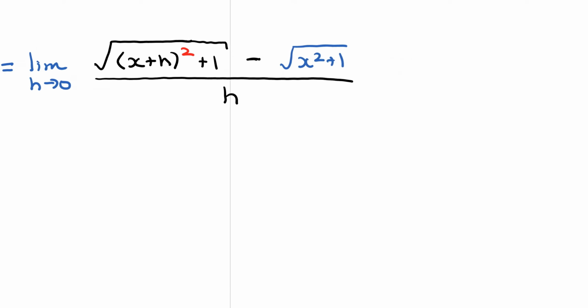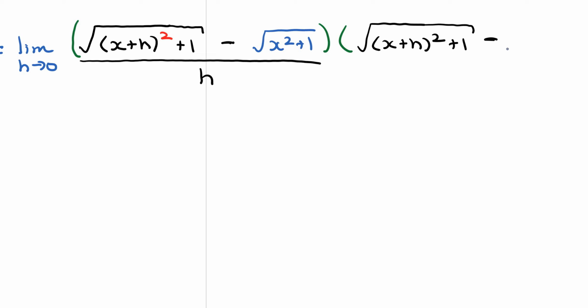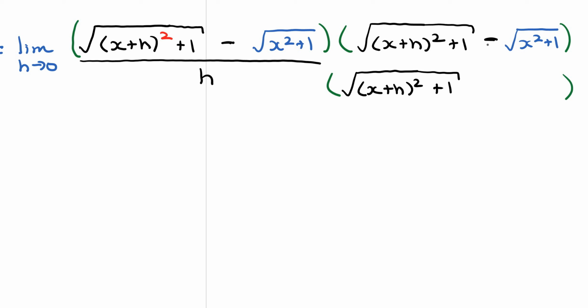Okay, so this is what we have right here. That's looking pretty ugly. What we could do in this question is definitely multiply the top and bottom by the conjugate. So let me put a bracket around here and here, because now we're going to multiply by the conjugate, which is the square root of x plus h all squared plus 1, and then minus the square root of x squared plus 1. All right, so we're multiplying the top and bottom by the conjugate. Sorry, the conjugate is plus, so plus the square root of x squared plus 1.